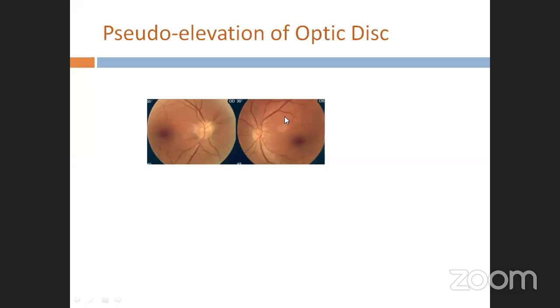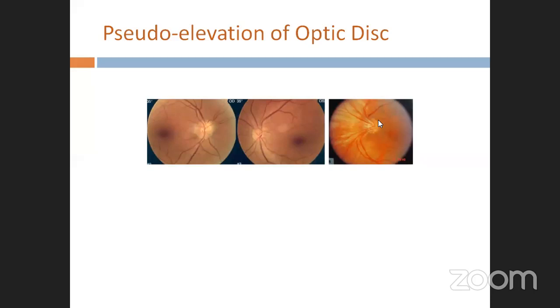So this is a crowded disc in hypermetropia. The disc is small and a great number of fibers are entering the disc. So the margin is elevated or blurred. So it looks like disc swelling, but it's a normal disc. You can see this from the normal blood vessels, no opacification of the peripapillary nerve fiber layer. And the cup is seen here, a small cup.